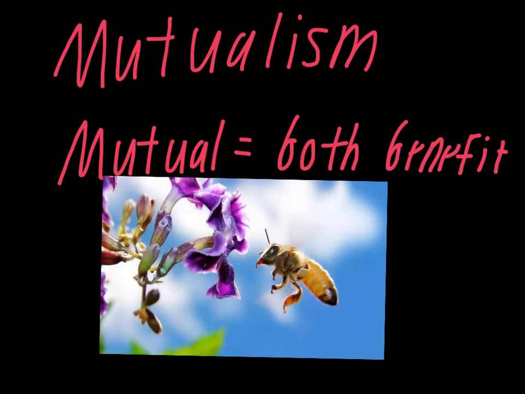A good example of this kind of symbiosis is looking at the relationship between a bee and a flower. In this case, they are both benefiting. The bee benefits by getting nectar from the flower that it uses to make honey. The flower benefits because the bee acts as a pollinator. Bees have all these little hairs on their legs, and as they land on the flowers, some of the pollen sticks to them, and they pollinate the flowers as they fly from one to the next.